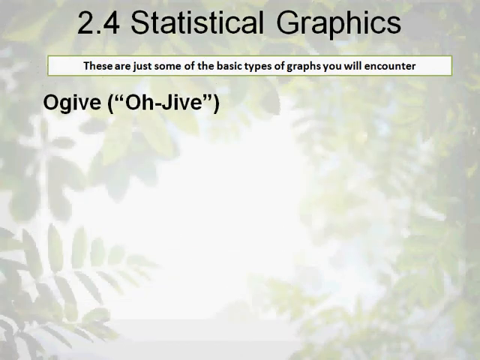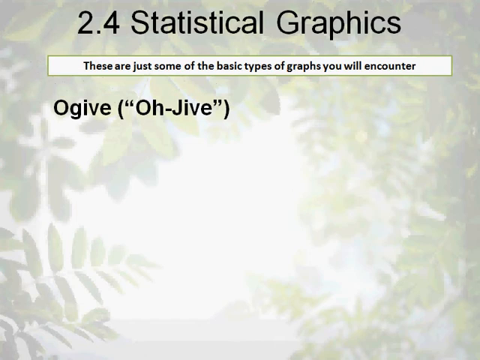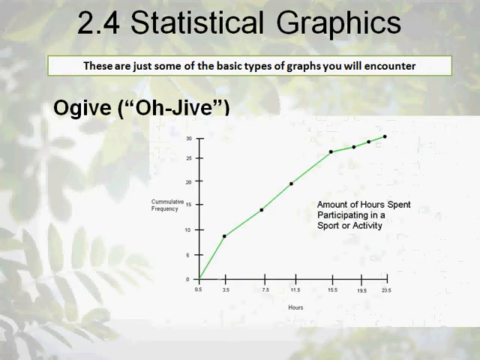An ogive is similar to a frequency polygon, except it depicts cumulative frequencies. Recall our discussion about cumulative frequency distributions. You should see a connection to ogives.